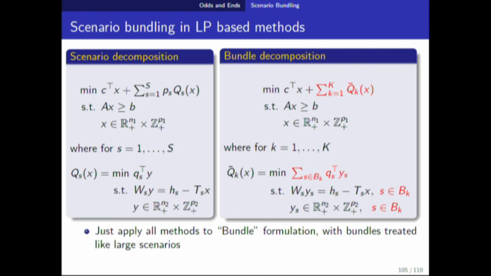Now my subproblems, in the scenario version, just had the variables and constraints of one scenario. Now I have to add up all the variables and constraints for all the scenarios in that bundle. So I have a set of y_s variables for all the scenarios in that bundle, my objective has to add up all of those costs, and I have the constraints corresponding to every scenario in the bundle. But I still only have one set of x variables, because the x variables are still the first stage variables. So this really looks the same as what I started with, and we can apply all the methods we had before, such as cutting plane-based methods, on this.